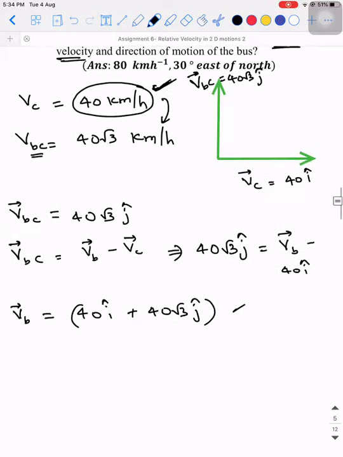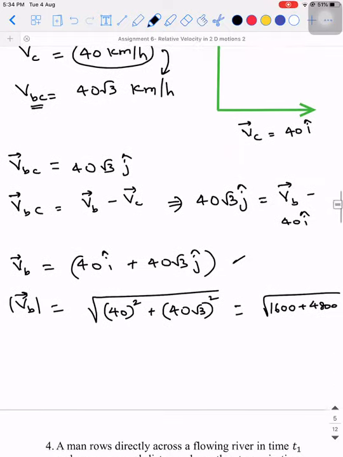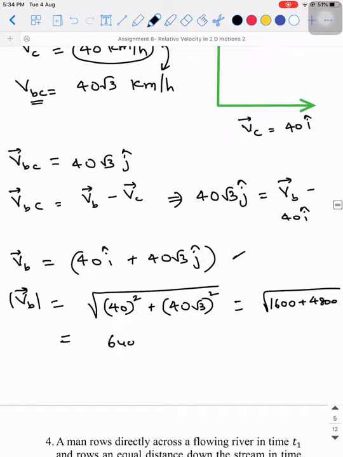If you want to find its speed, then the velocity vector's magnitude will be root of 40 square plus 40 root 3 square. Convinced? So this will be root of 1600 plus 1600 into root 3 square, which is 3. So 1600 into 3 is 4800. So 4800 plus 1600 is 6400 under a root. Root of 6400 is 80.